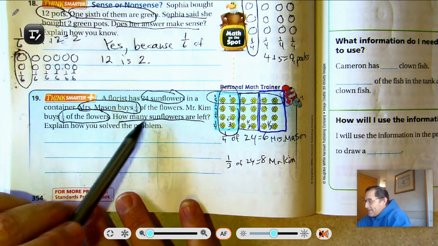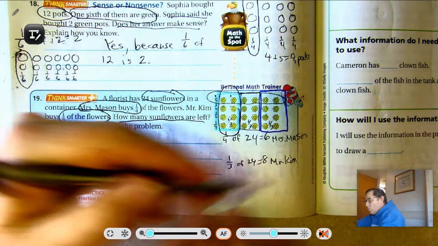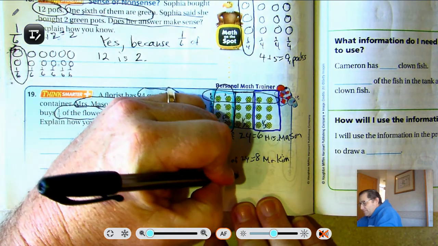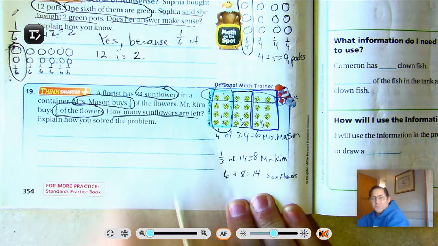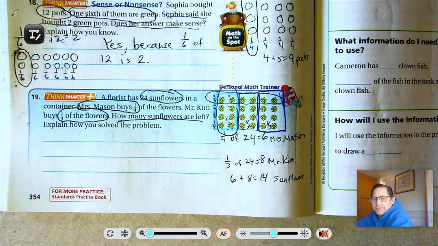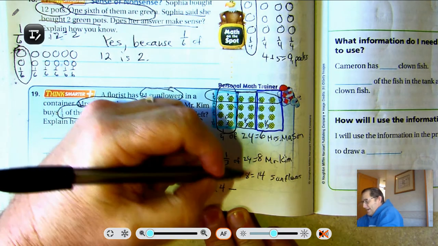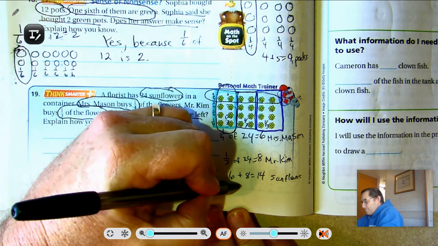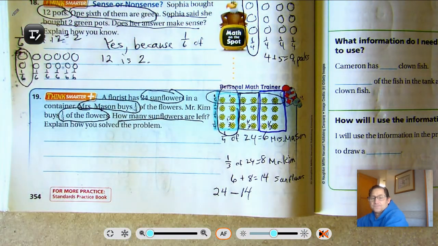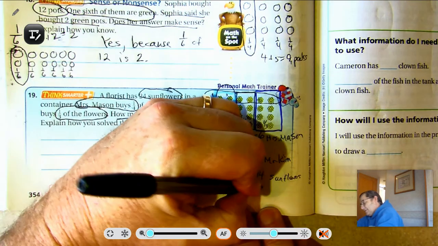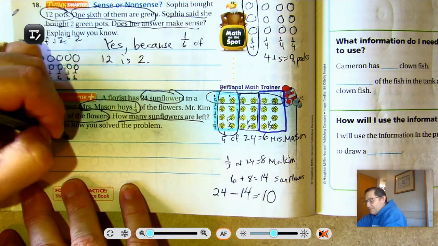But that wasn't just our question. Our question says, how many sunflowers are left? Well, between Mrs. Mason and Mr. Kim, they bought 14 sunflowers. So if they bought those sunflowers, they're not left, are they? All right, so 24 take away 14 leaves us 10. So 10 sunflowers are left.